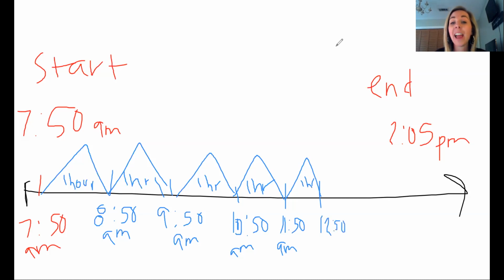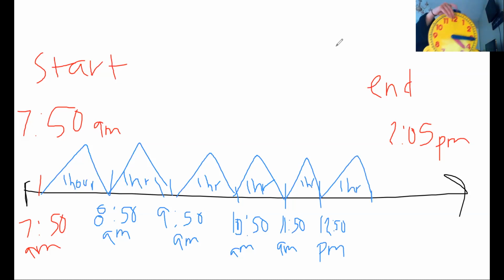12:50, but it's no longer a.m. because we've gone past noon. So now it's 12:50 p.m. Okay. All right. So we're getting really close. We're getting close to 2. So after 12:50 becomes, what comes after 12?